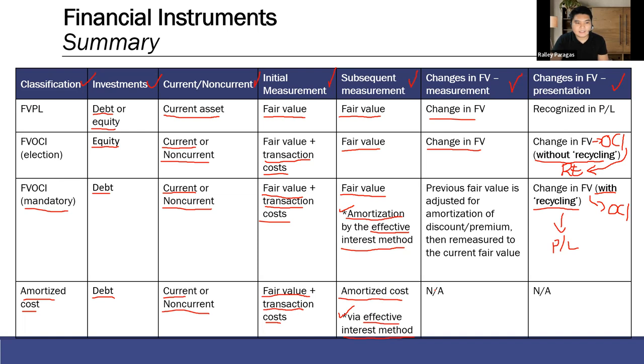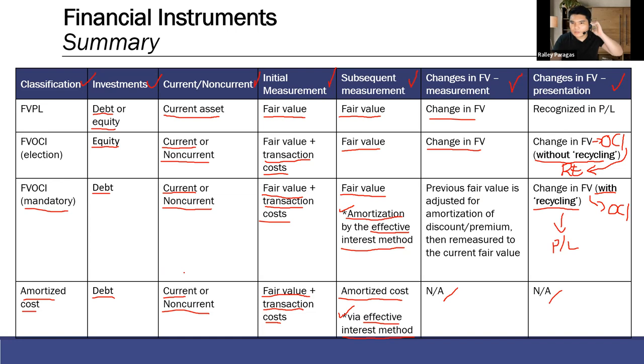Hindi yan kumbaga at the onset, nire-recognize mo na agad yung difference mo from your cost versus your face. So dapat effective interest method ka dyan. And in terms of changes in fair value, wala ka naman changes dyan, okay, because you are under the amortized cost classification.